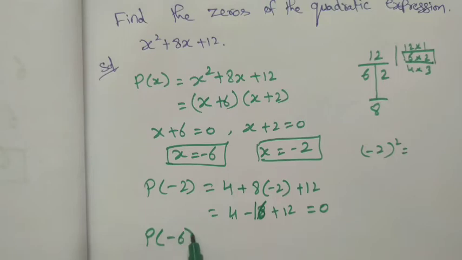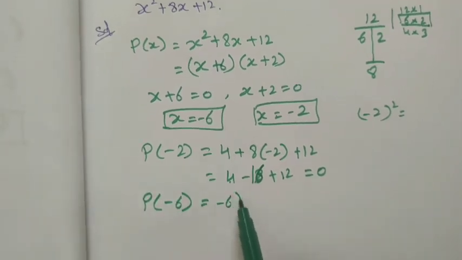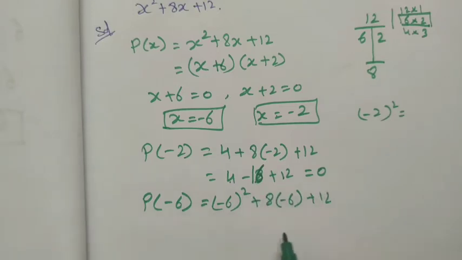Then p of minus 6 is equal to, in the place of x we have to apply minus 6. So minus 6 whole square plus 8 into minus 6 plus 12. Here minus 6 into minus 6 is 36. 6 6s are 36, minus into minus plus. Here minus 6 8s are 48, plus into minus minus. If you add, we get 36 plus 12 is 48, minus 48 equal to 0.